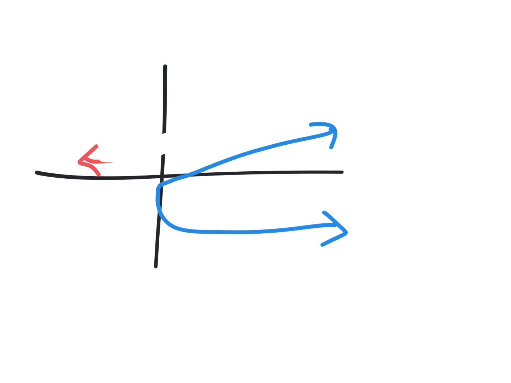This one, that blue one, may not be a function itself, but it passes the horizontal line test. That means its inverse will be a function. So this blue thing is not a function, but it passes the horizontal line test, so its inverse will be a function.